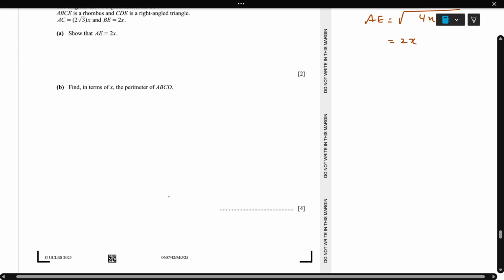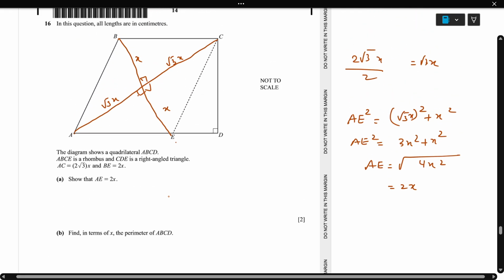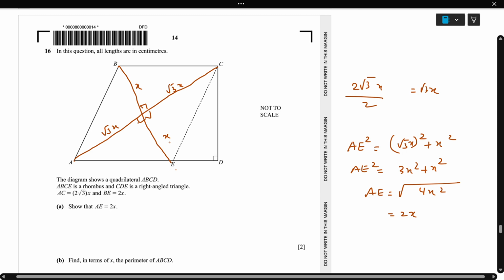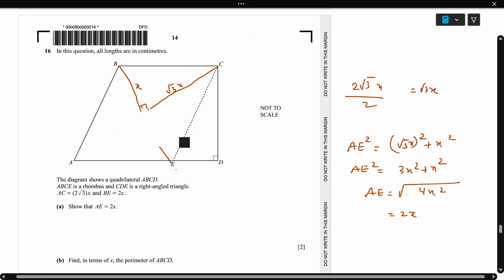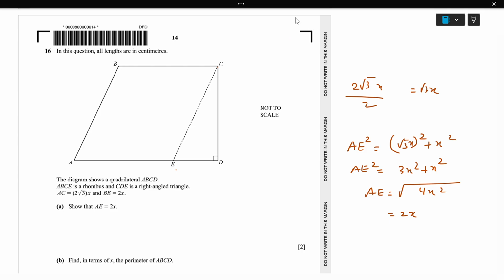Then next one, find in terms of x the perimeter of ABCD, the outer everything. So we need to find out. Okay, so I'll clear this. Now I will draw only BE. BE is given 2x, and AE we found is 2x. The entire outer is going to be 2x, because it is a rhombus. In a rhombus all sides are equal. So this is 2x, this is 2x, everywhere is 2x.